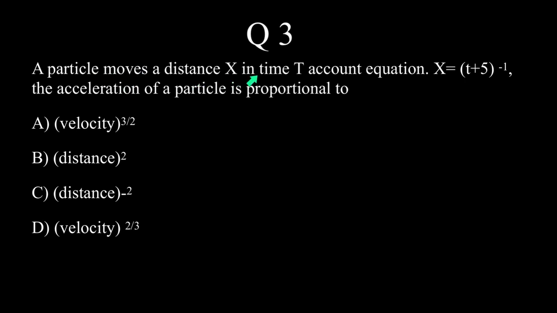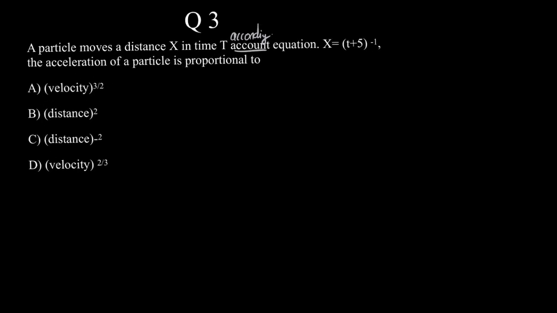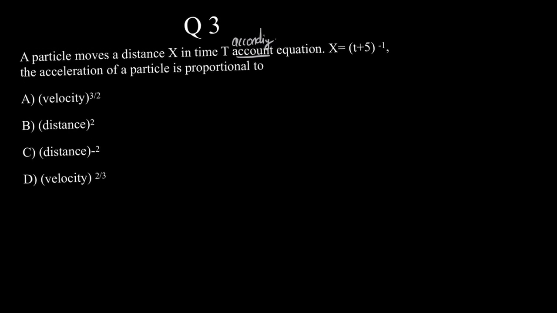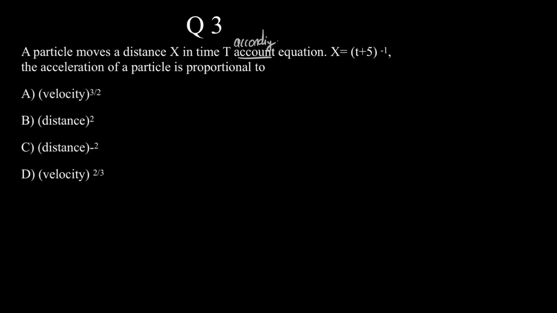A particle moves a distance x in time t according to the equation x equal to (t plus 5) the whole raised to minus 1. The acceleration of the particle is proportional to. So before I start explaining the solution, let me explain the concept behind it. So what we have is x equal to (t plus 5) the whole raised to minus 1.